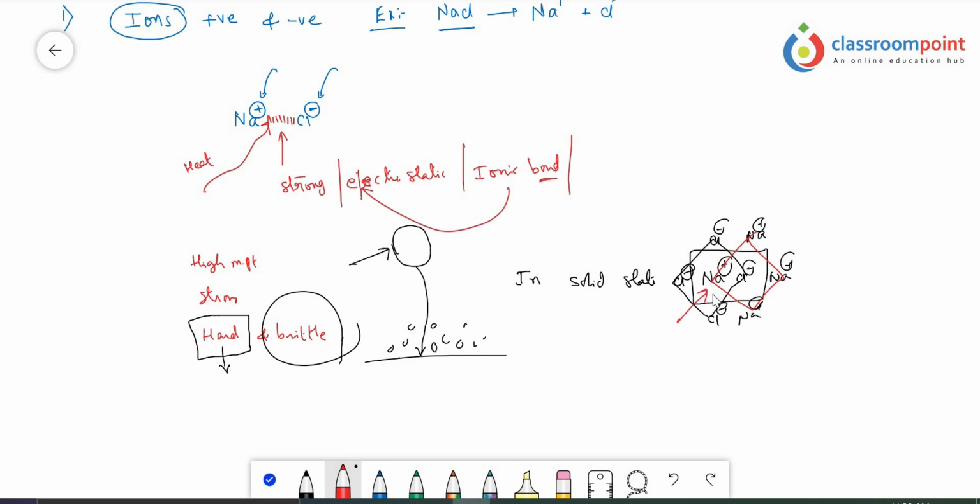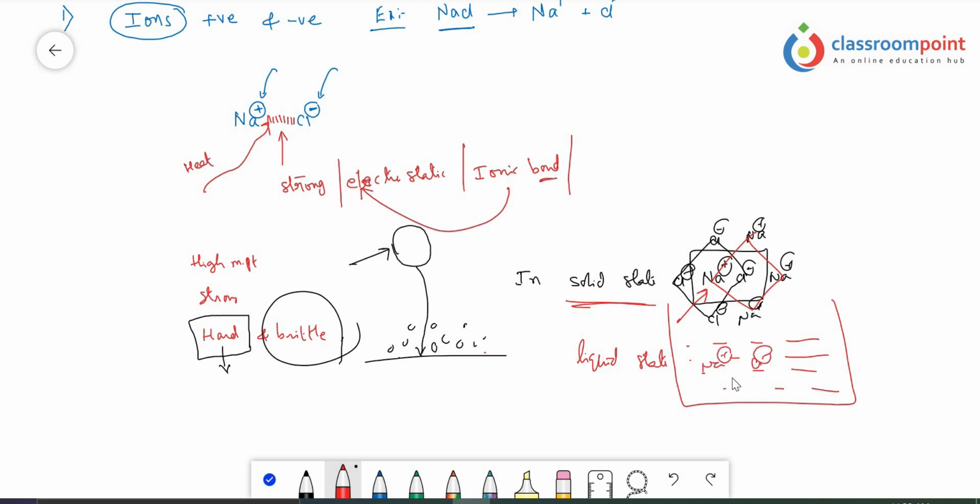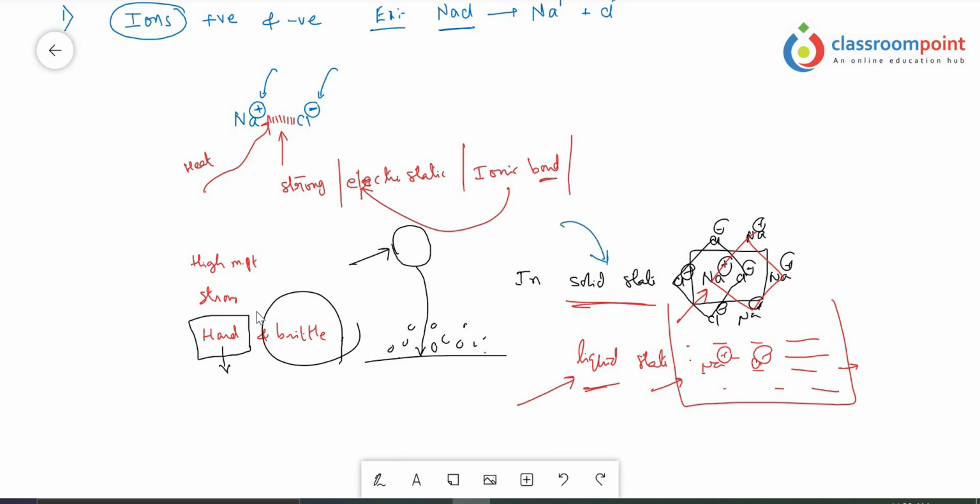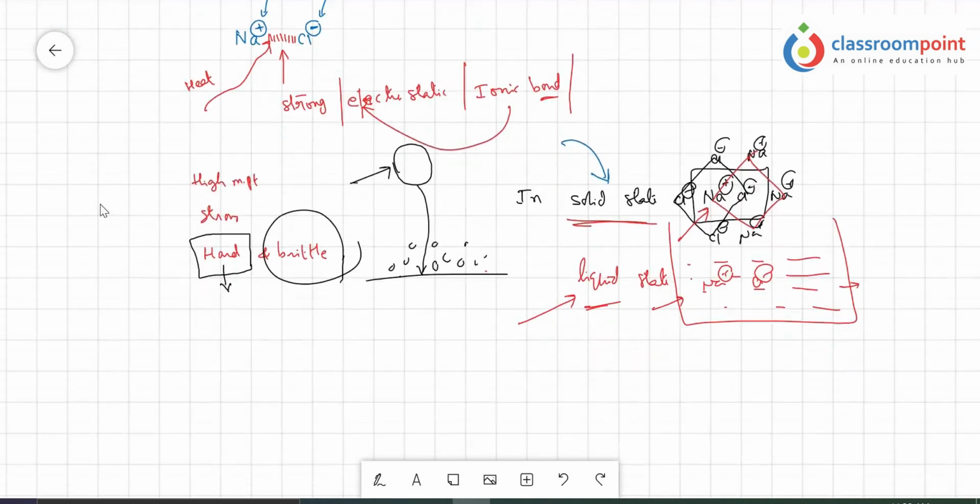Hence they cannot carry any electricity when they are in the solid state. But in the liquid or molten state, when you keep this particular solid in the liquid state or in solution, then NaCl dissociates into Na+ and Cl- ions. The ions are free in the liquid state so that they can easily carry electricity from one end to the other. Hence they are good conductors of electricity only in the liquid state, and bad conductors of electricity in the solid state. This is about the ionic solids.